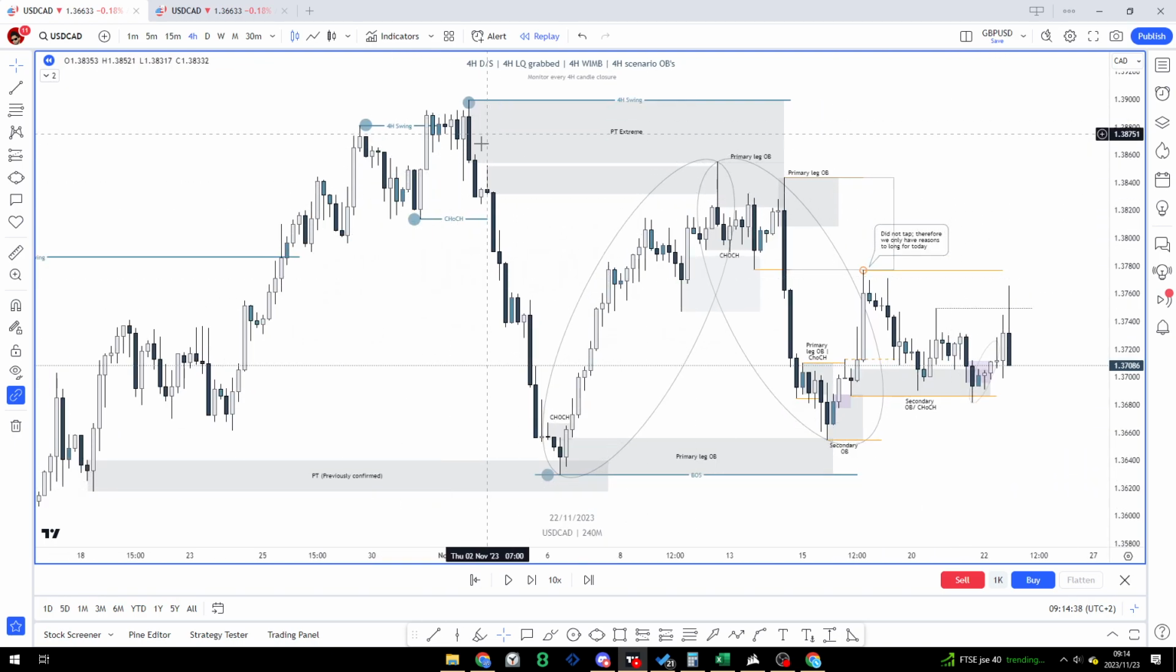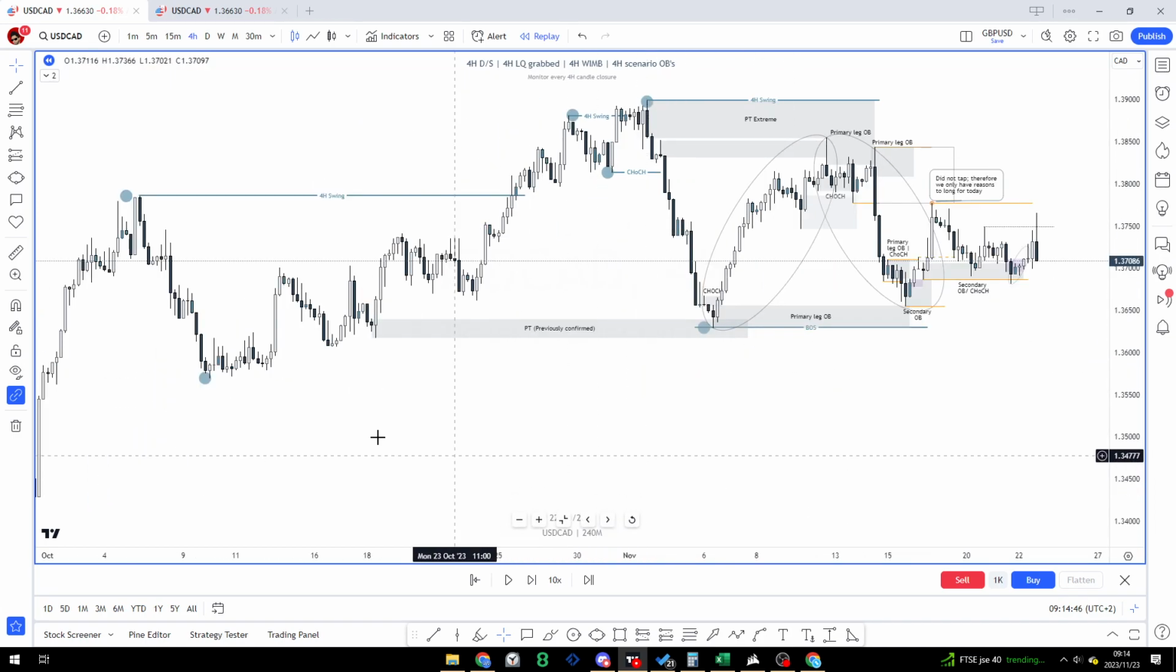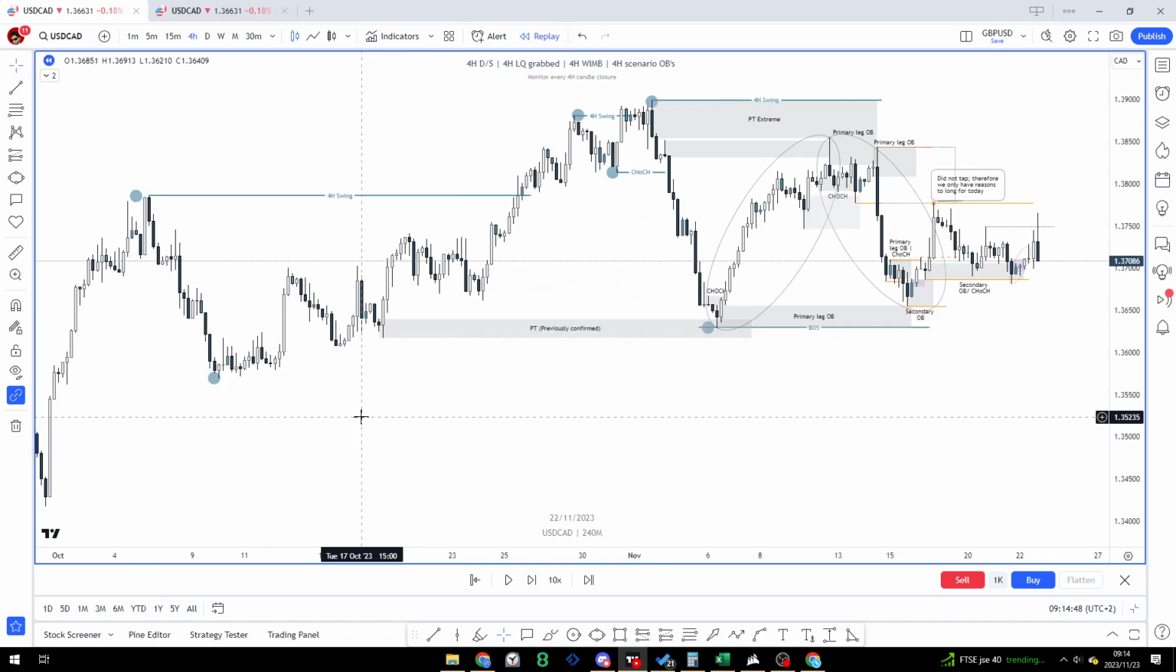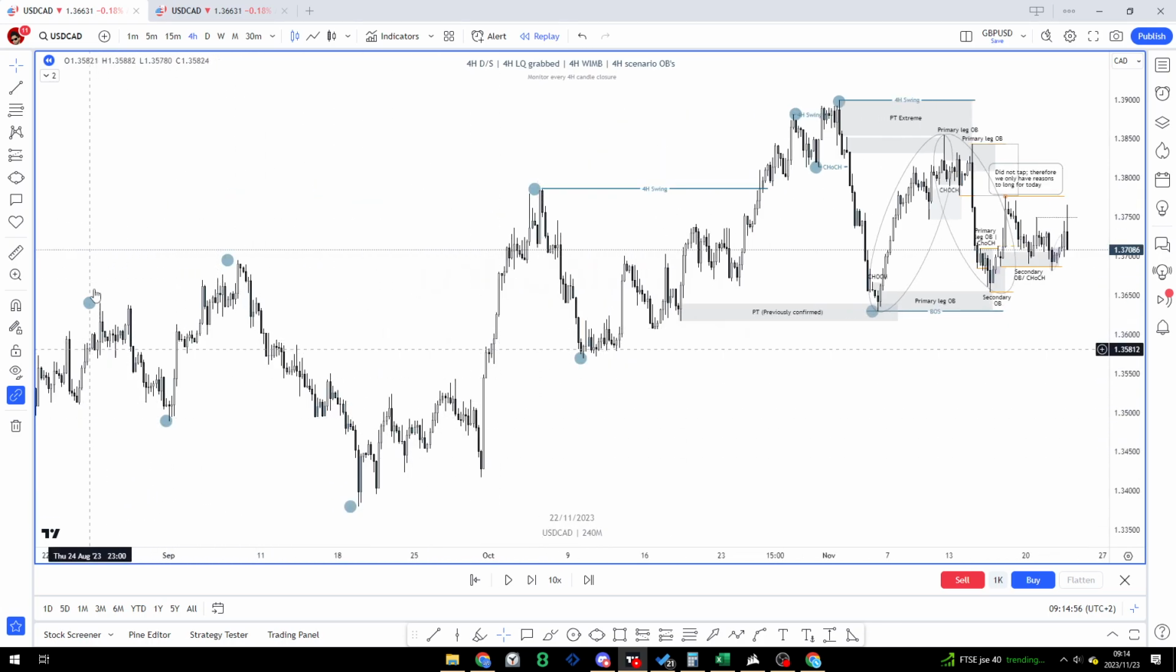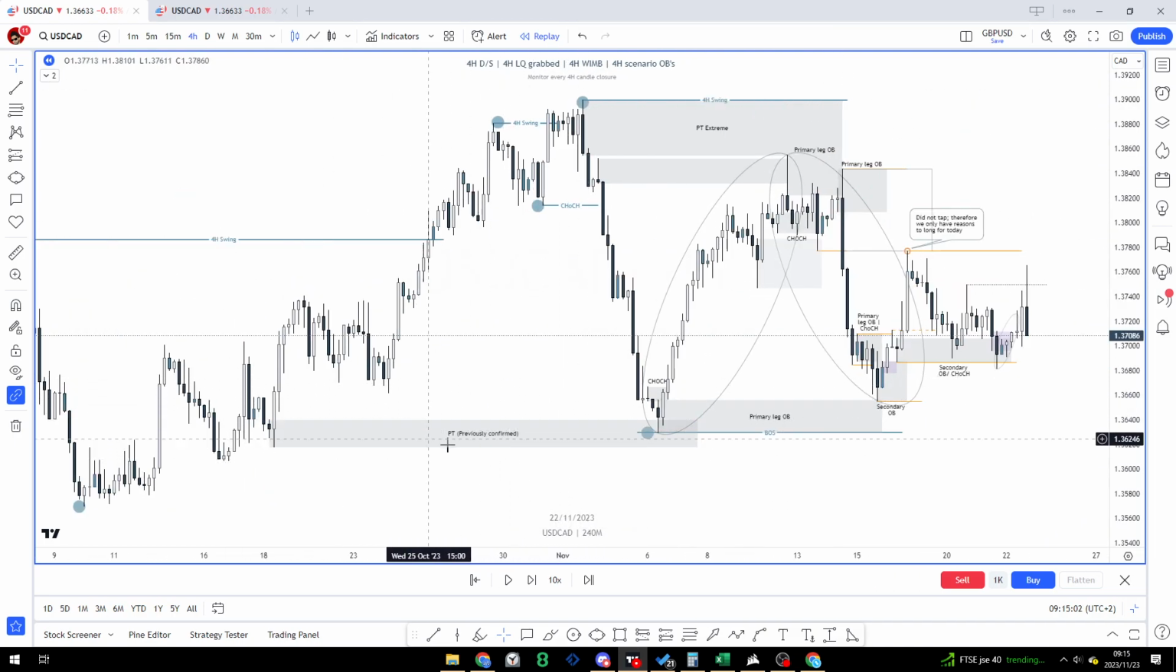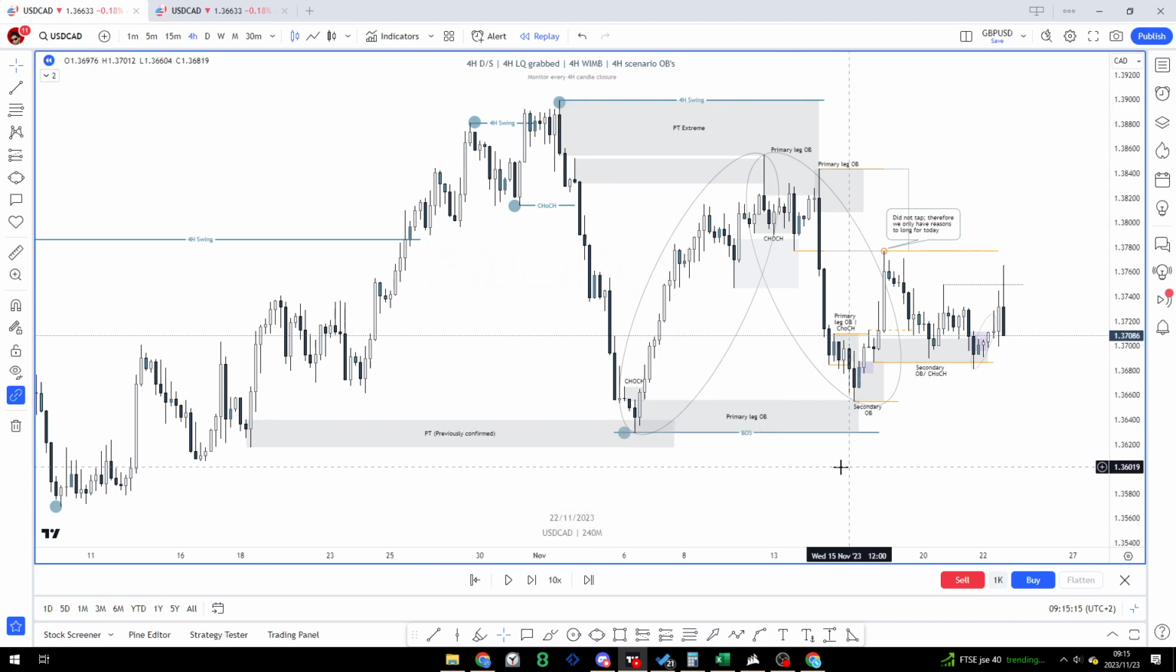the 4H market structure recently had a change of character, so the bearish trend isn't confirmed, which enables us to then consider previously confirmed pro trend 4H OBs. Looking to the left, essentially what you will see is that market structure was confirmed bullish, which then led to this pro trend previously confirmed OB being identified, the chalk being validated, which then created these primary leg OBs which we could consider trading from based on the previously confirmed trend.